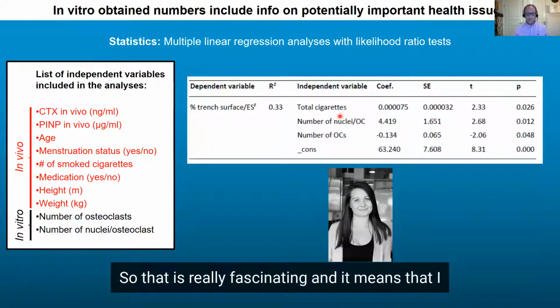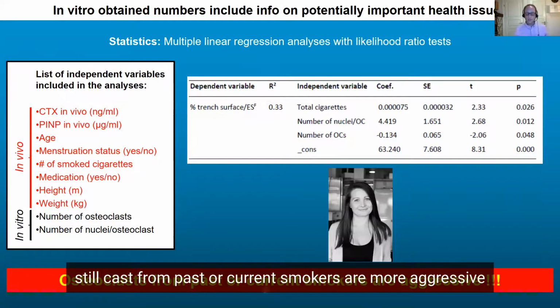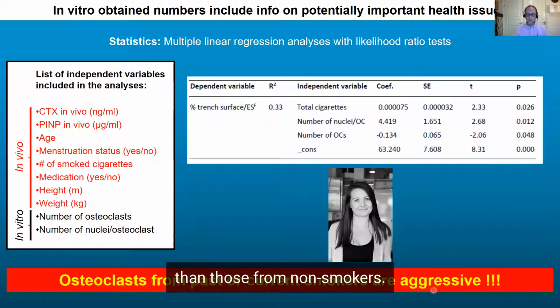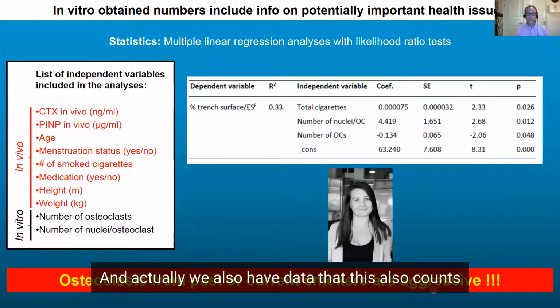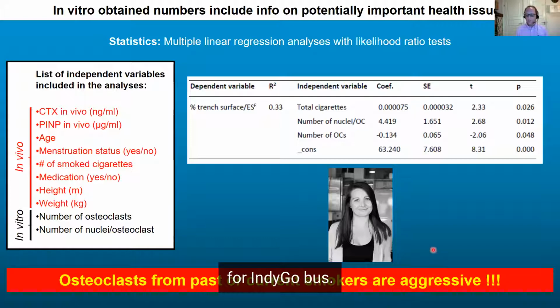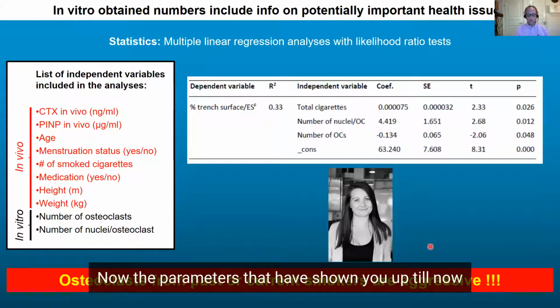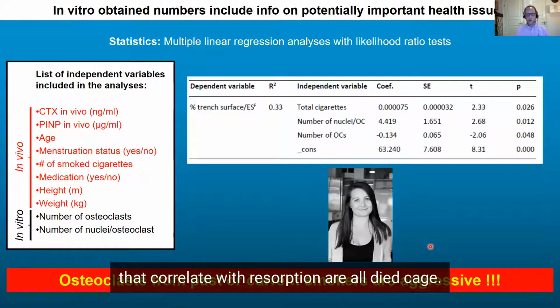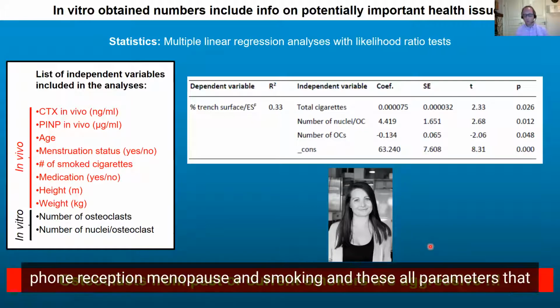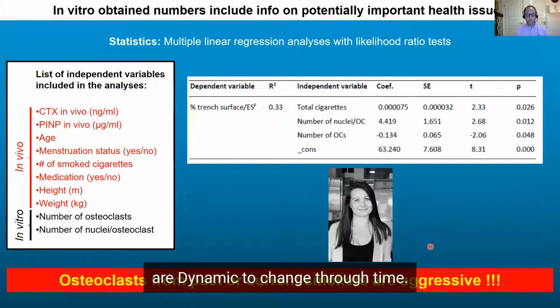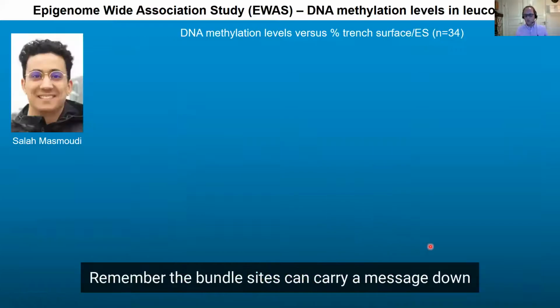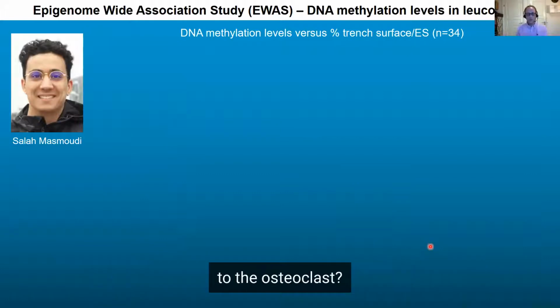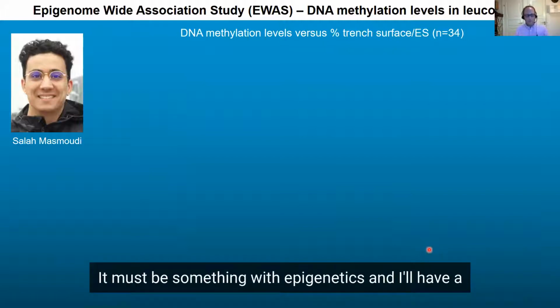That is really fascinating, and it means that osteoclasts from past or current smokers are more aggressive than those from non-smokers. And actually, we also have data that this also counts in vivo. But the parameters that I have shown you up till now that correlate with resorption are age, bone formation, bone resorption, menopause, and smoking. And these are all parameters that are dynamic, that change through time. So how can it be that the monocytes can carry a message down to the osteoclasts that is the result of the differentiation? How can that be? It must be something with epigenetics.